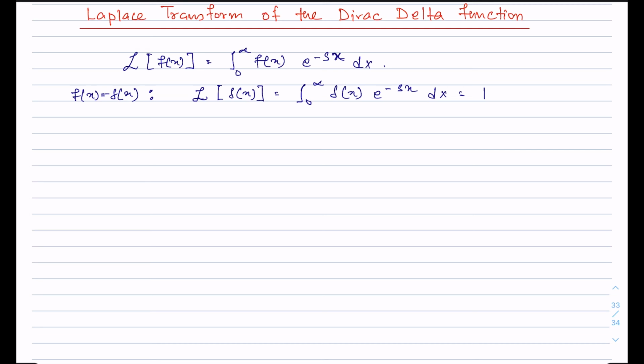So if f(x) is equal to delta(x minus a), then the Laplace transform of delta(x minus a) will be the integral from 0 to infinity of delta(x minus a) e to the power minus sx dx, and it is equal to e to the power minus sa. So these are the Laplace transforms of delta(x) and delta(x minus a).